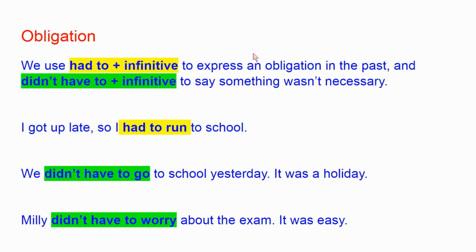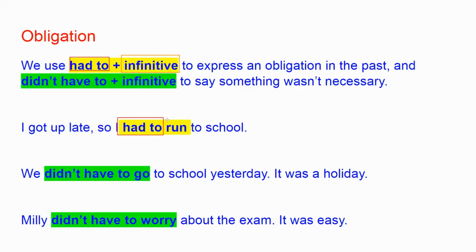Now let's see. Number one, I got up late, so I had to run to school. Imagínense, se despierta tarde y tiene que correr para ir a la escuela. So let's see, I had to run. Si para expresar una obligación en el pasado tenemos had to, muy bien. Y aquí justamente tenemos had to. ¿Y qué más tenemos aquí? Tenemos que nos dice que es con infinitive.